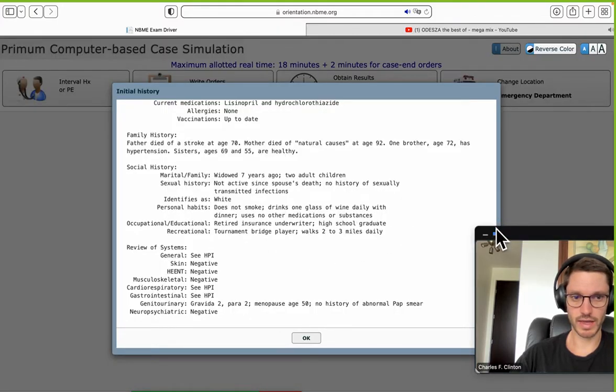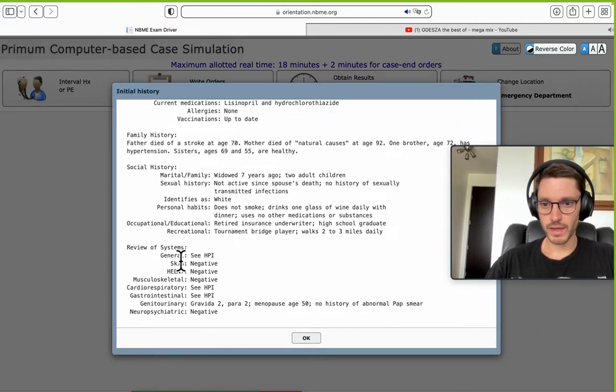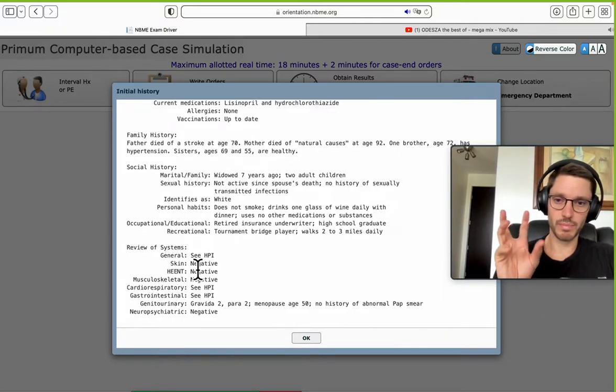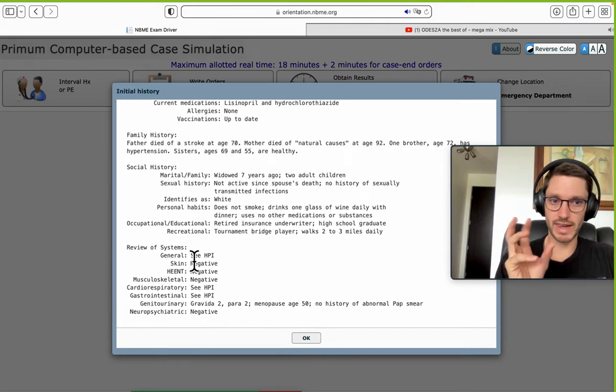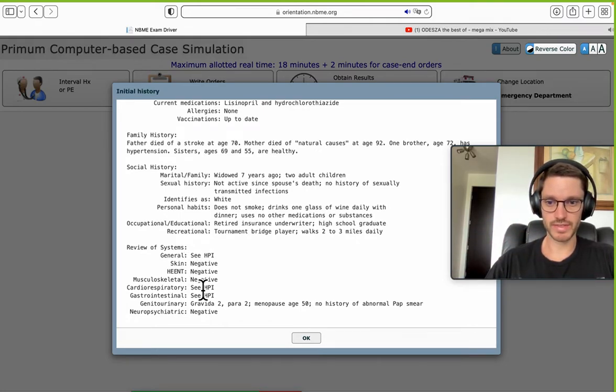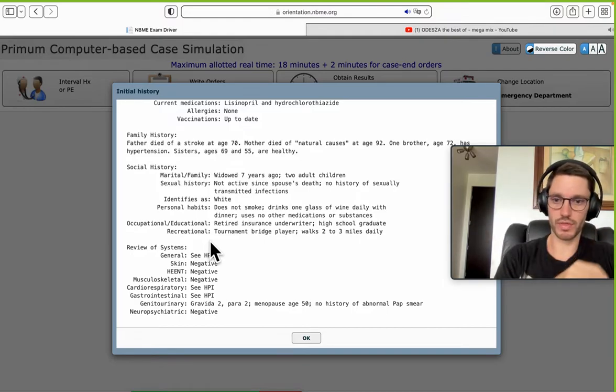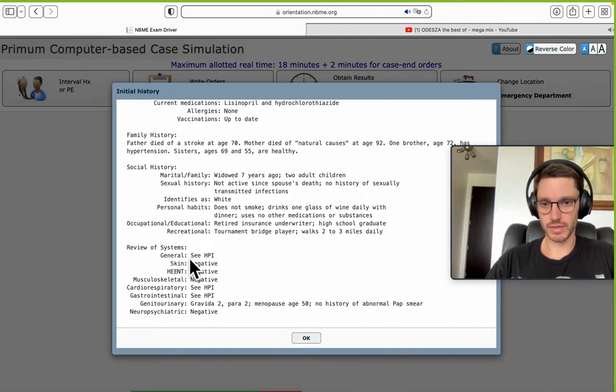Strange. I didn't ask for any break. Review of symptoms. This is something important regarding my last case. In my last case, I took this as if they were already giving me the physical exam. This isn't the physical exam, this is review of symptoms. When you're asking the patient, you then have to go and order the physical exam. Okay, so negative, negative, negative, CHPI, you already read all this, negative.